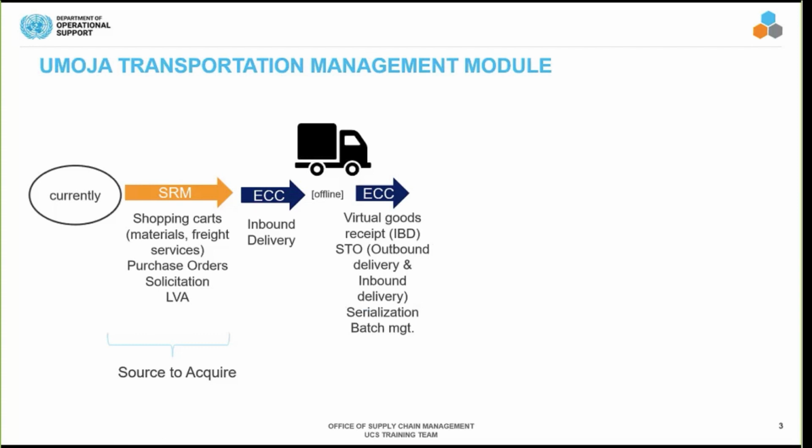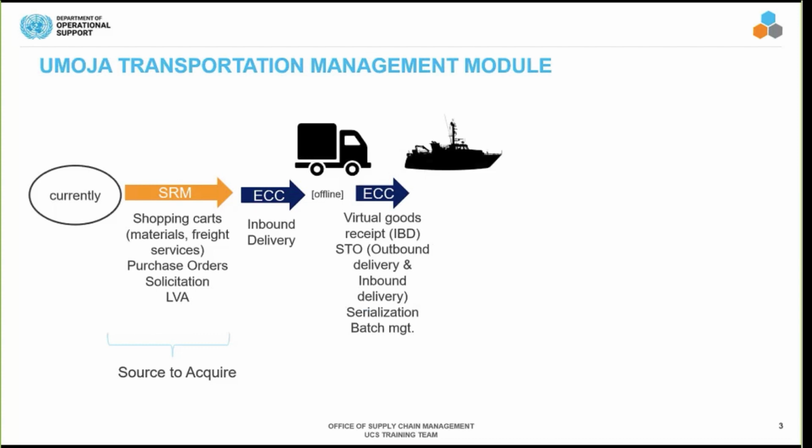And then it's also at this stage where in Umoja we assign serial numbers to the equipment and batches to those materials that require batch management. This is currently being done in the system in Umoja.